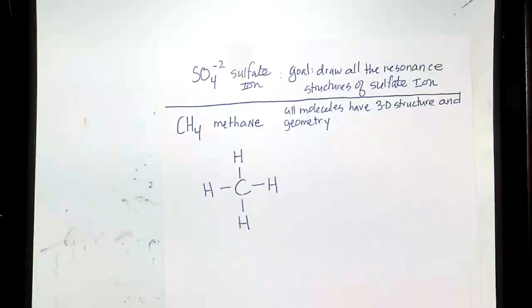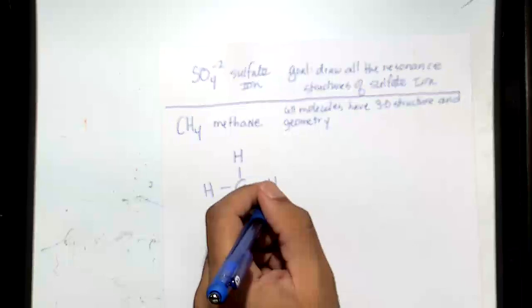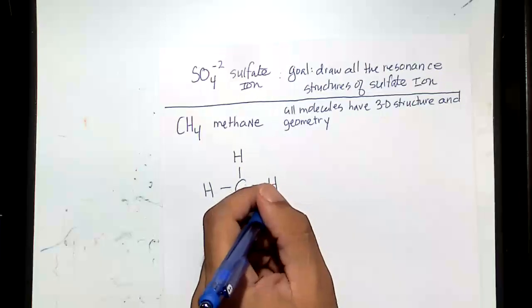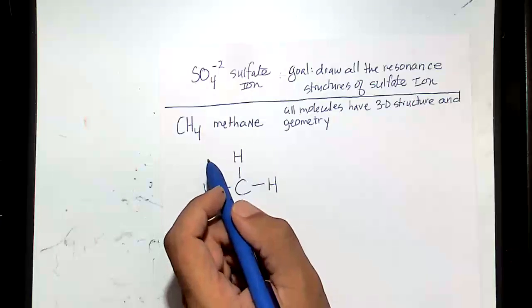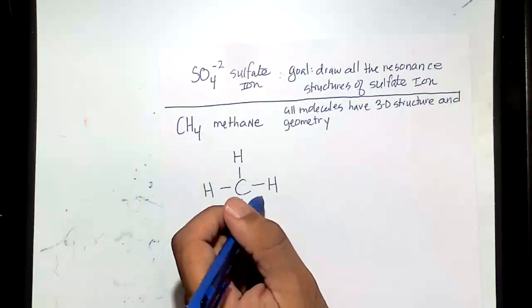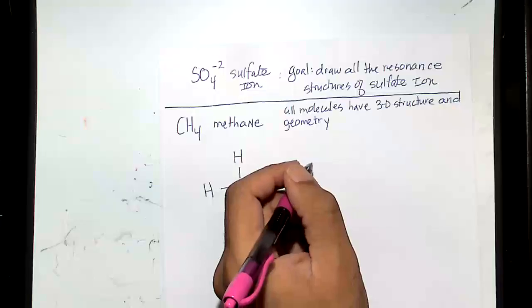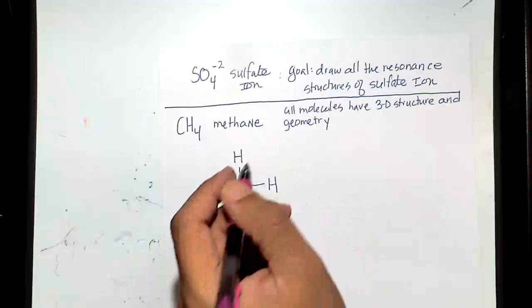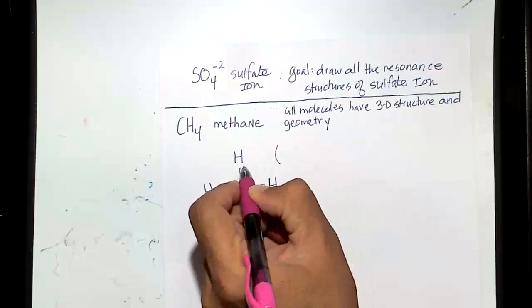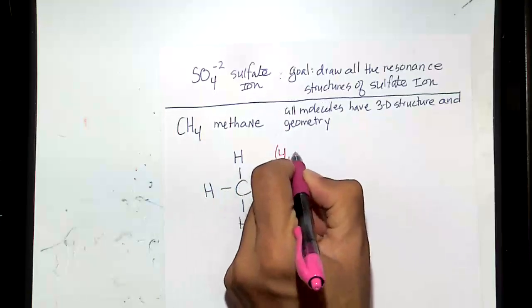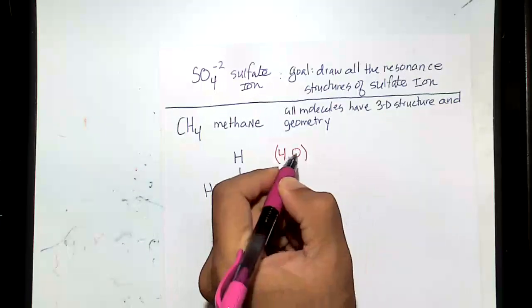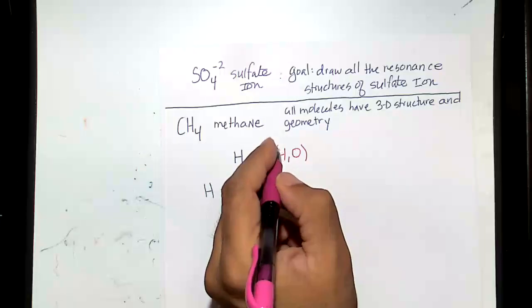Okay. So methane really doesn't look like this. This is a flat structure on a piece of paper. So we want to draw this in 3D. The way we draw it in 3D is we figure out the central atom. What is the central atom here? Carbon. How many bonds and how many lone pairs are on the central atom? There are 4 bonds and 0 lone pairs.